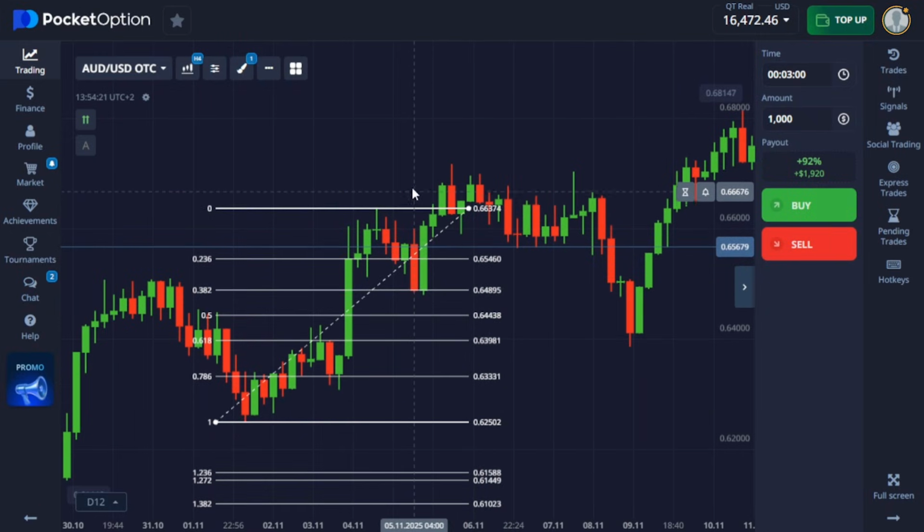In this situation, we get a pullback, but it's not below equilibrium. So what do we do? As long as price keeps going up, we follow it.